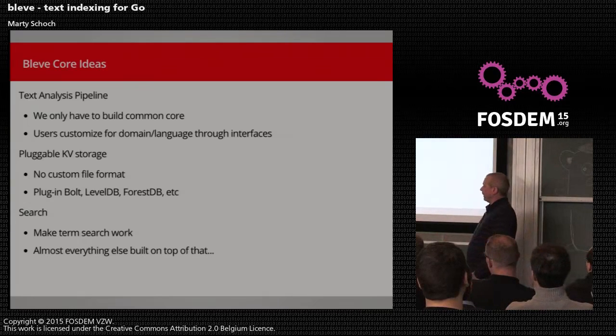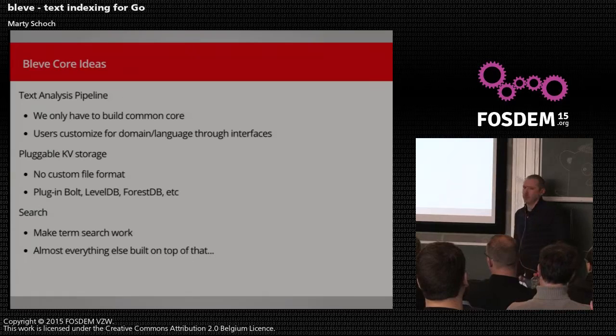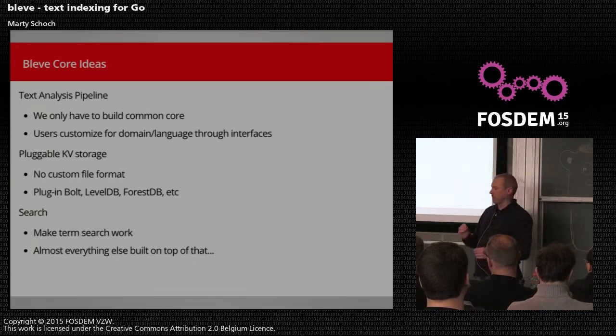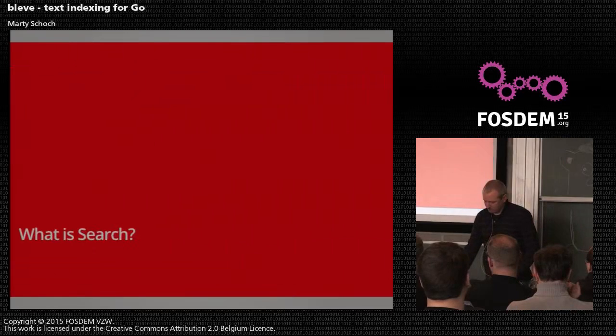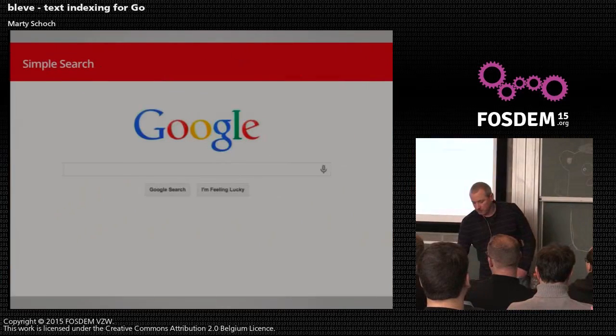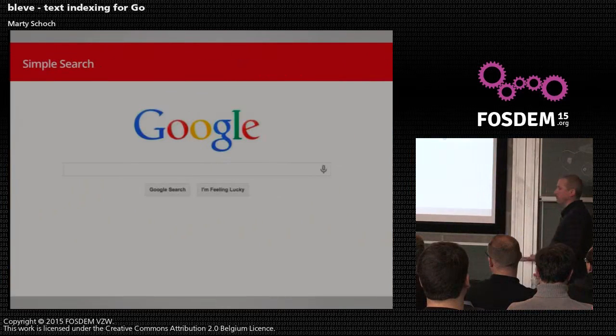And finally, the idea was, if we can make term search work, almost all the more complicated searches you want to run later on build on top of that term search. So by building a small amount of functionality, we could get something up and running quickly. Now, before we go too much further, it's helpful to get all on the same page in terms of what is search. This is obviously what most people think of first when you say search. A box where I can just type in what I want, and I hopefully get what I want back.